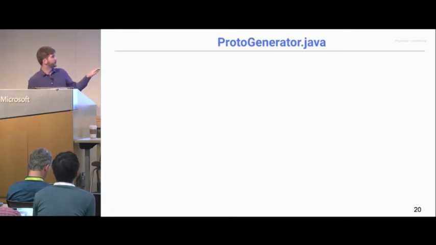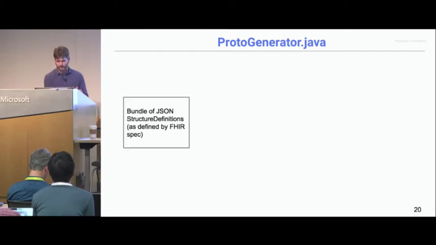So, bear with me here because this is going to be a really complicated diagram. This is how our proto generator works. We start off, we take a bundle of JSON structure definitions as defined by FHIR.